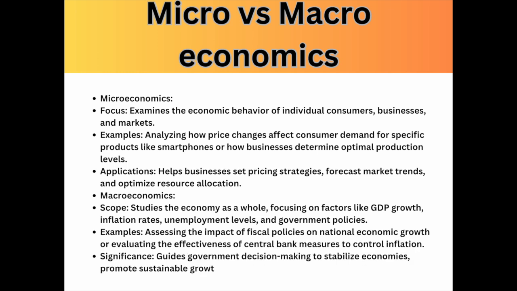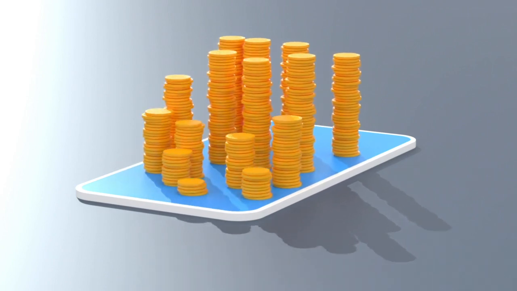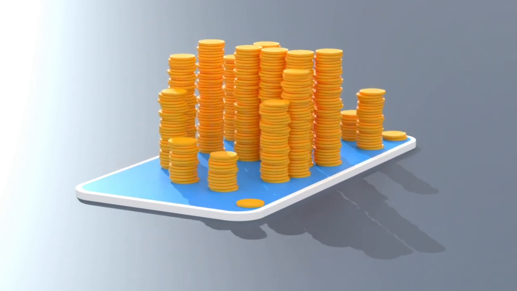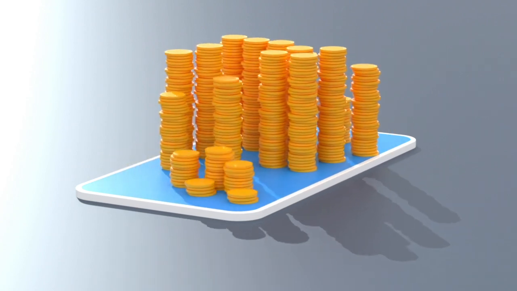Microeconomics focuses on the economic behavior of individual consumers, businesses, and markets, analyzing how price changes affect consumer demand for specific products like smartphones or how businesses determine optimal production levels. Applications: microeconomics helps businesses set pricing strategies, forecast market trends, and optimize resource allocations.